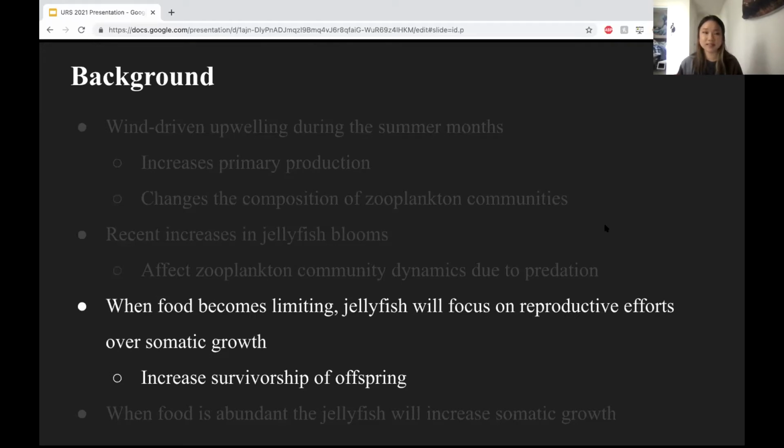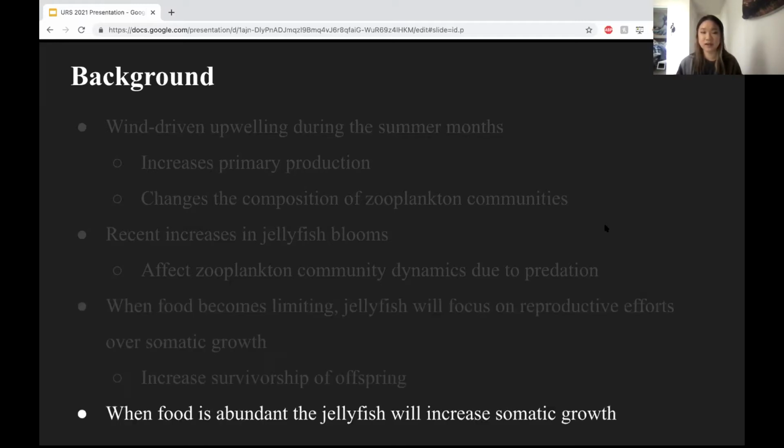In past studies, some people have found that when food is limiting, jellyfish will focus more on reproductive growth over somatic growth to help increase their offspring, because for most organisms, the overall goal is just to reproduce. This is why we were looking at gonadal area over bell diameter, so we can see if they really are prioritizing reproductive effort over somatic growth. On the other hand, when food is abundant, they'll focus more on somatic growth.